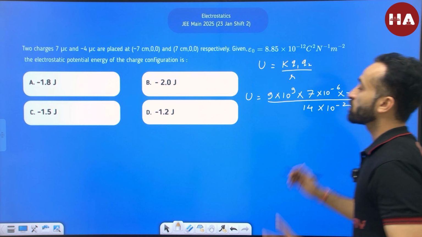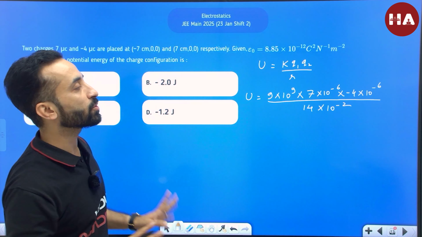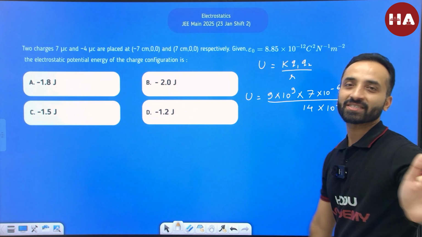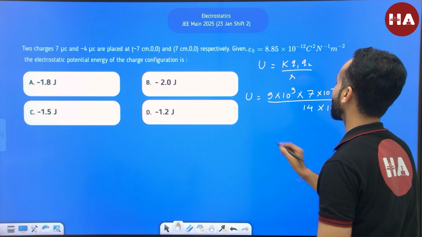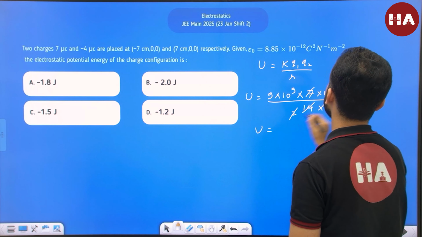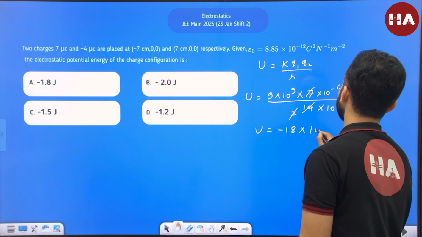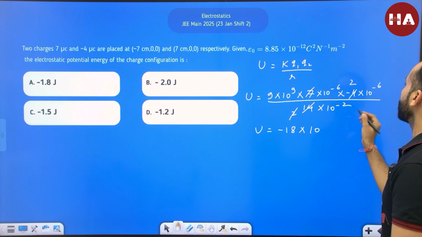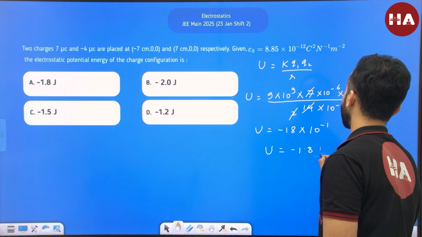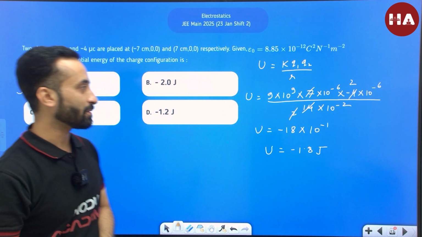Don't forget, the value of charge has to be substituted with sign, and hence the potential energy is only going to be negative, because these are unlike charges. But unfortunately all the options are negative, so this time you cannot reject any of the options. Okay, so this is like 14, so this will cancel 2 times and this will cancel 2 times again. So it's going to be minus 18 into 10 raised to the power 9 plus 2 11, 11 minus 12 is like minus 1, so it's going to be minus 1.8 joule. Very simple, the correct answer is going to be option A, my dear students.